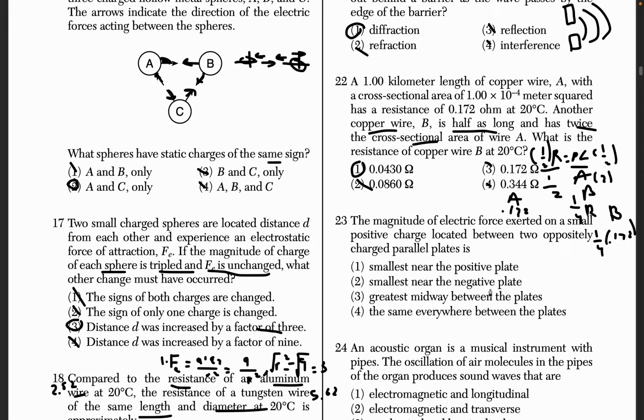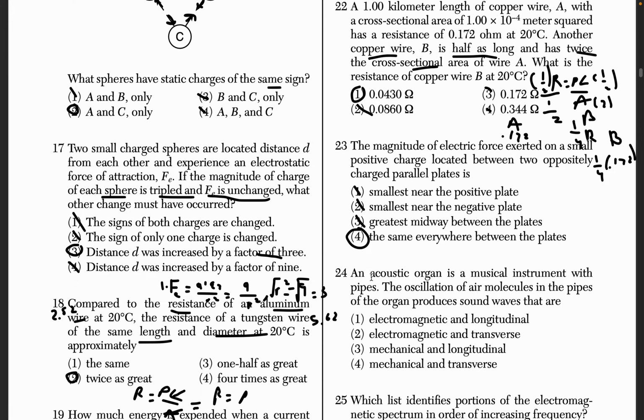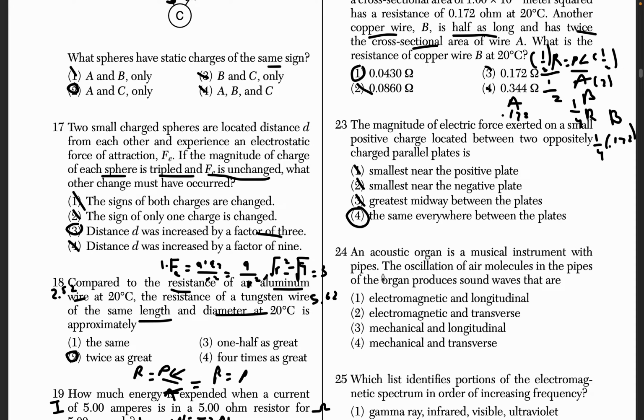The magnitude of electric force exerted on a small positive charge located between two oppositely charged plates is the same, right? If we have two plates, the magnitude of the field strength or the force it imposes upon charges will always be the same everywhere in the plates. Doesn't matter where it is or where the charge is in the plates.